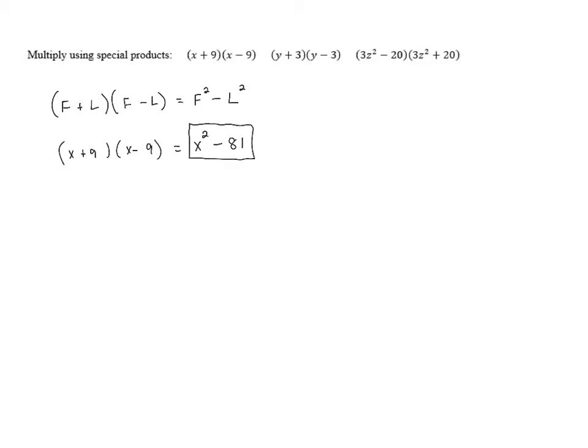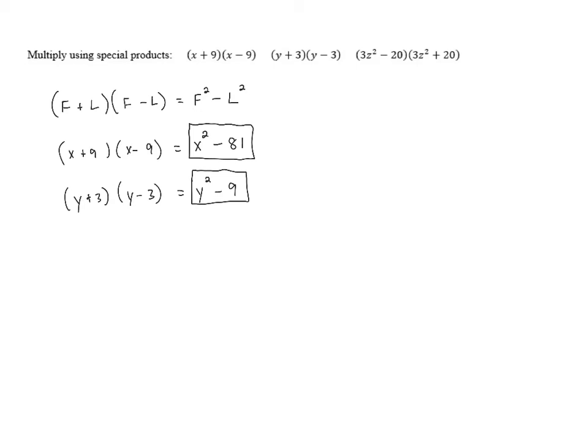If you want to check that that's correct, you can FOIL it out and make sure that you get the same thing. Let's look at the next example, y plus 3 times y minus 3. Again, we have a sum of two terms times the difference of those same terms, so we can use this formula, which says to square the first term, which gives us y squared, and then minus the square of the last term. 3 squared is 9, so we get y squared minus 9.